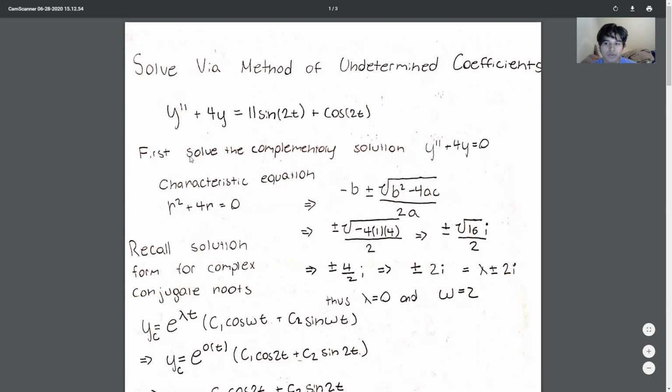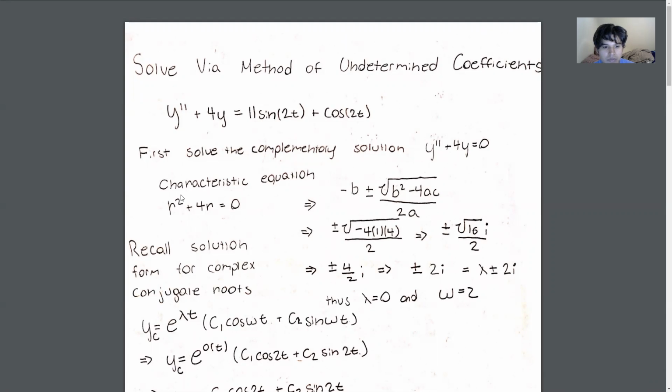So the first thing that we're going to want to do is solve for the complementary solution, or solve the complementary equation and get the solution for that equation. So what we're going to do is set this differential equation equal to 0. And once we set that equal to 0, we can solve for it using the characteristic equation.